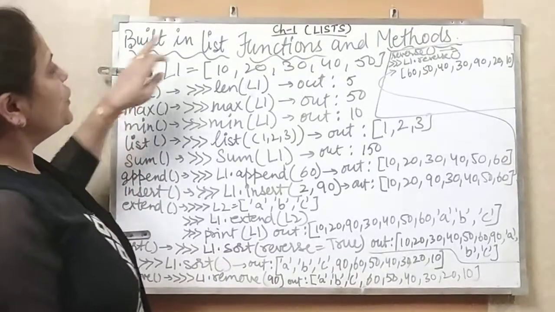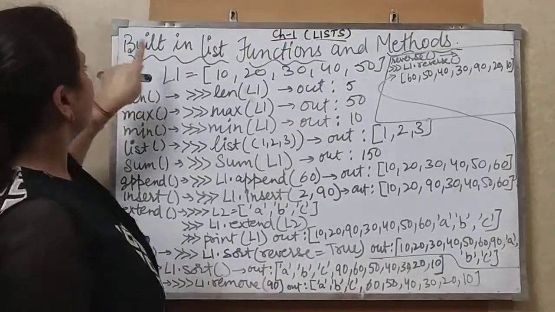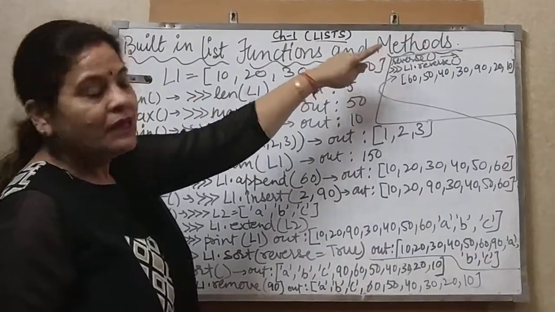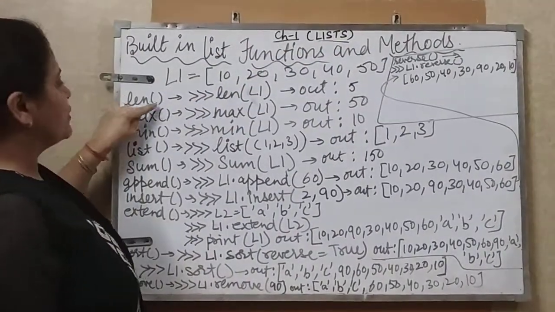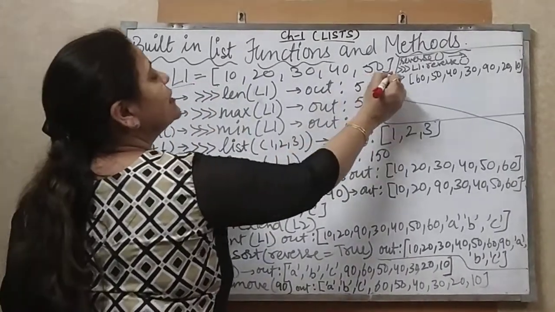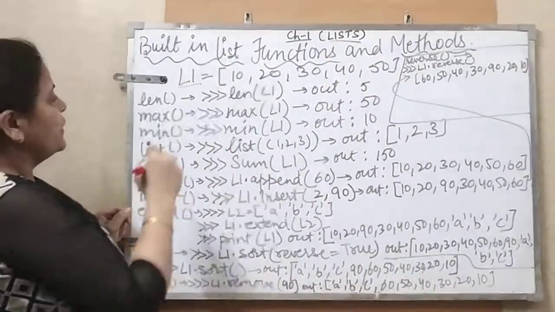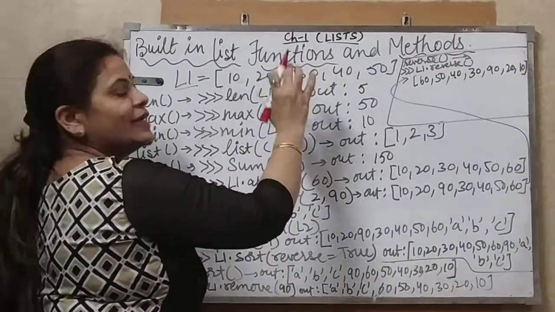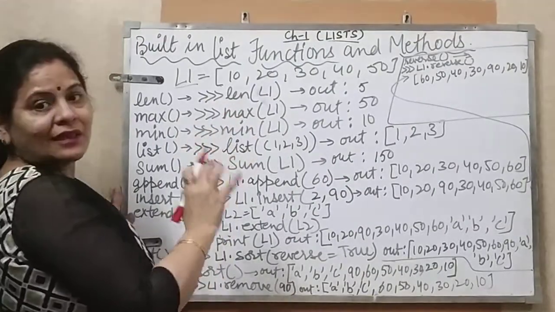Children, we are continuing our topic, that is list. In list, we are remaining with the built-in list functions and the methods. The first one is your len function. Suppose I have a list L1 containing the elements 10, 20, 30, 40, 50. If I write the length function, it will give me the number of elements in my list. How many elements are there in my list?